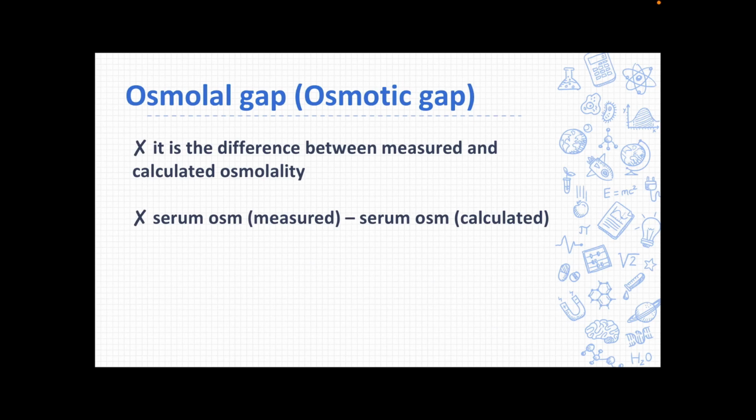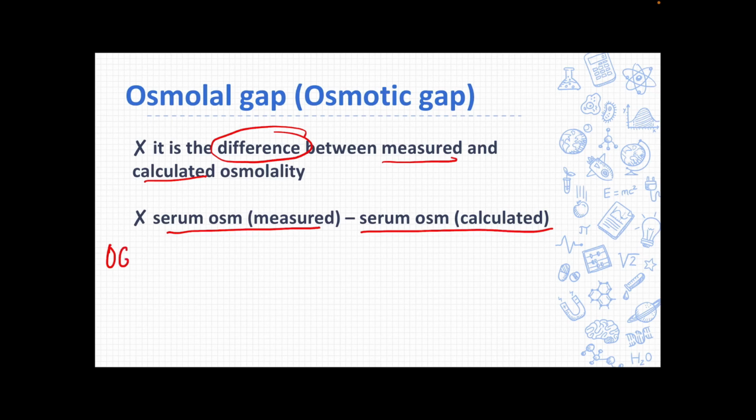Now let us have the formula for osmolar gap or osmotic gap. Osmolar gap is the difference between the measured and calculated osmolality. This calculation compares the measured osmolality with the measurements of the major solutes. So the formula is the measured osmolality minus the calculated osmolality.